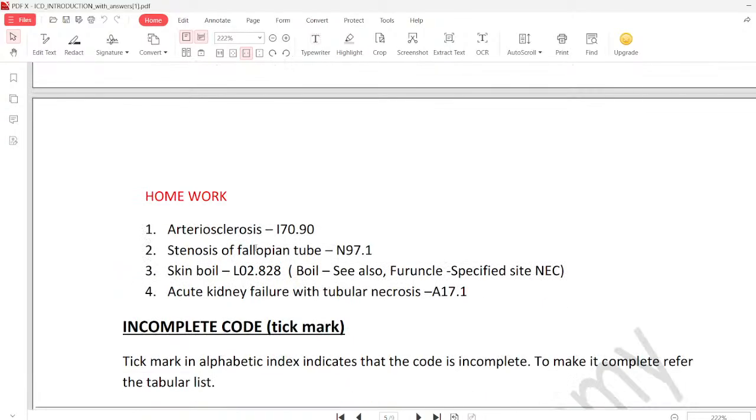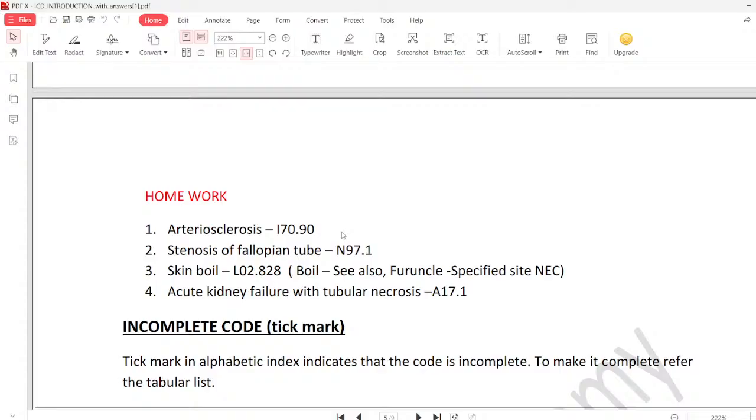And arteriosclerosis I70.90, stenosis of fallopian tube N97.1, and skin boil L02.828. Skin boil means skin boil, or otherwise burn. We just look up boil, not skin. Skin is a location. So do not search by location; you have to search the particular disease first of all.